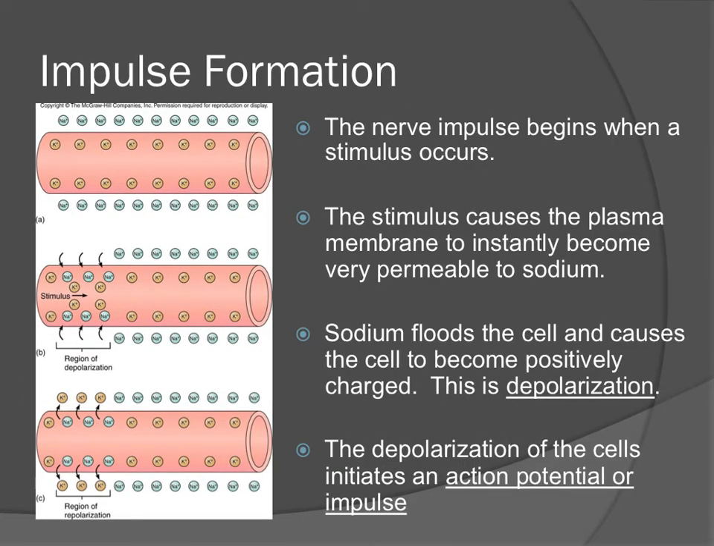The nerve impulse begins when a stimulus occurs. The stimulus causes the plasma membrane to instantly become very permeable to sodium. Sodium floods the cell and causes the cell to become positively charged. This is depolarization. Depolarization of the cell initiates an action potential or an impulse.